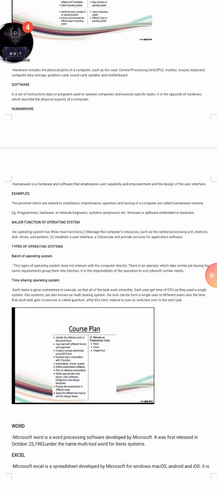Time-sharing operating system. Each task is given some time to execute so that all the tasks work smoothly. Each user gets time of the CPU as they use a single system. These systems are also known as multitasking systems. The tasks can be from a single user or different users.